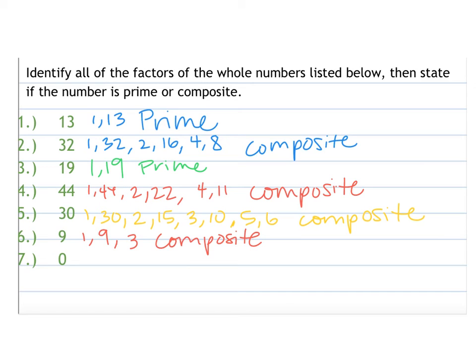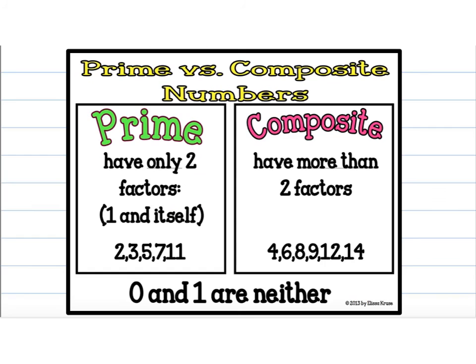And the last one, 0, this one we talked about on the last page. So it would be 0 and 1, 0 and 2, 0 and 3, 0 and 4. It keeps going forever and ever, so that is neither. It is neither prime nor composite because it has an infinite amount of factors.